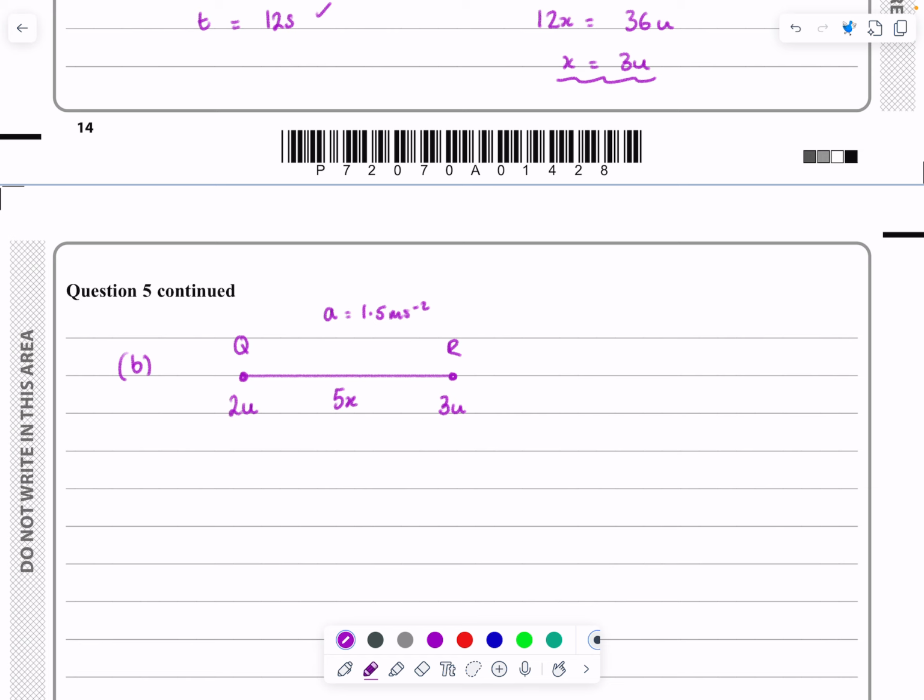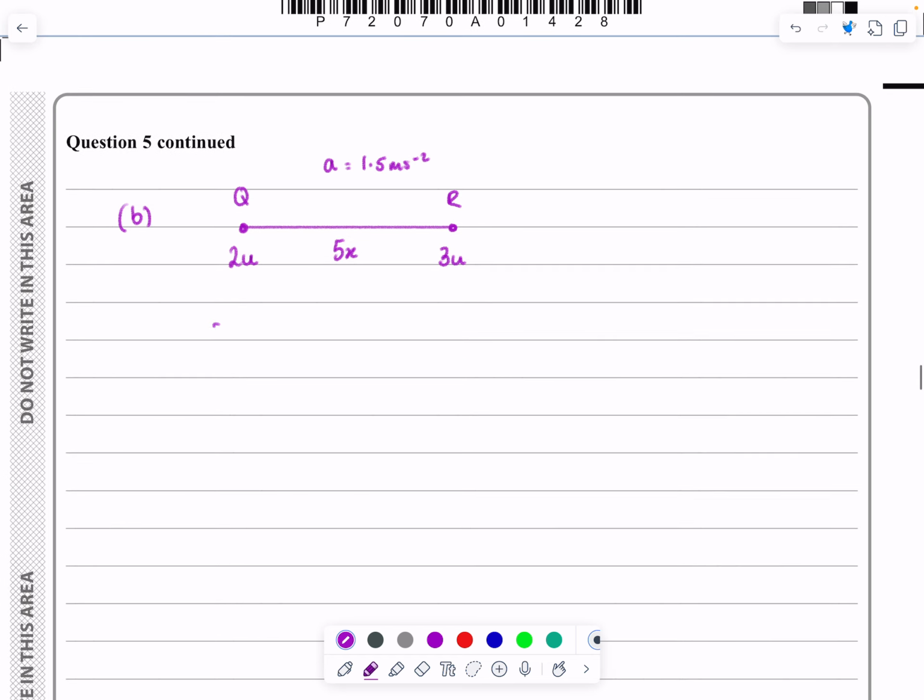So now let's put all that information into my SUVAT again. So s, u, v, a, and t. What have I got this time? Well, I've got that s is going to be equal to 5x, and 5 lots of 3u is 15u there. I know that it starts off with 2u, it ends up with 3u. I know the acceleration is equal to 1.5, and we're interested in t there. So what formula this time connects s, u, v, and a? Obviously, that's one of the other formulae: v squared equals u squared plus 2as.